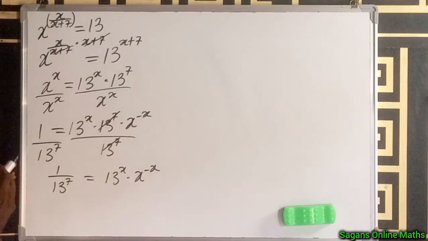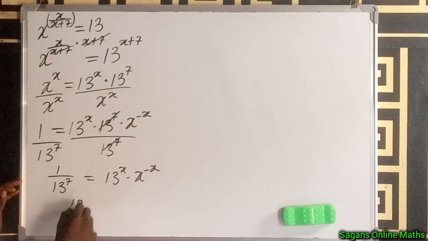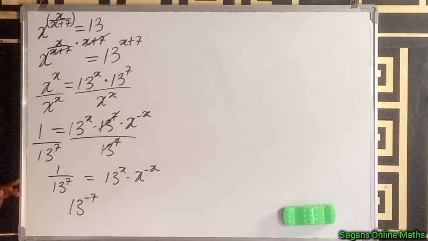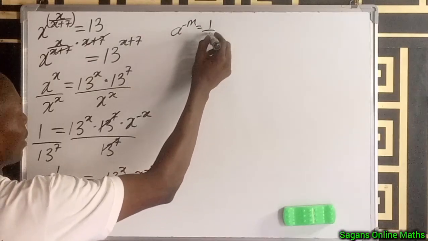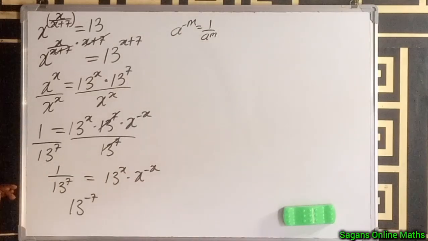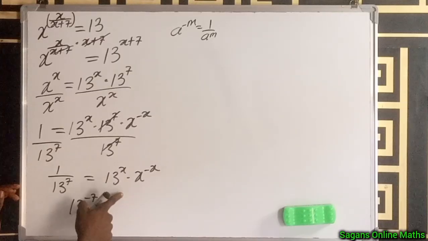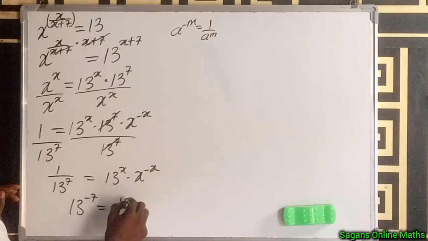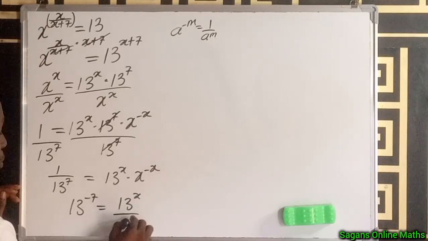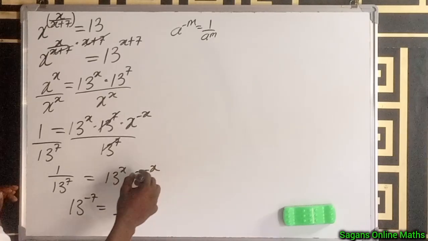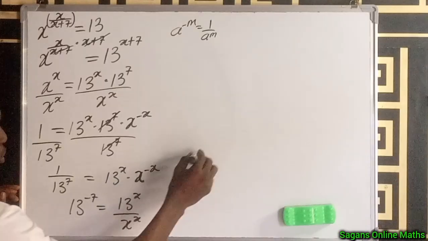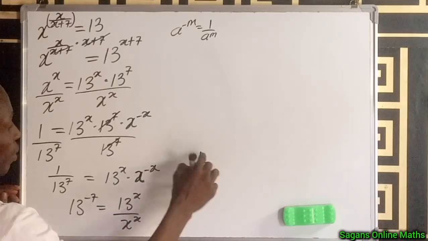Now at this point, what are we going to do? I can write this as 13 to the power of minus 7 if I obey the properties of indices very well. You know that a raised to the power of minus m is equal to 1 divided by a raised to the power of m. Get it? That's beautiful, right? At this point, I can write this as 13 to the power of x divided by x to the power of x, because x to the power of minus x will now become 1 divided by x to the power of x.